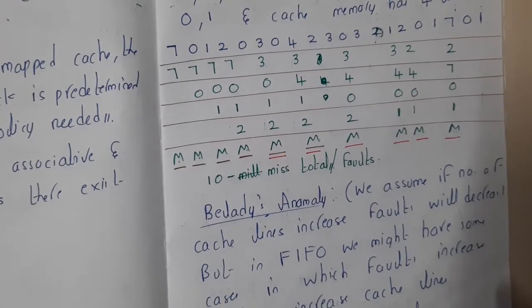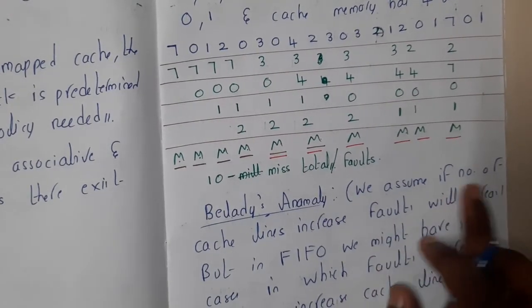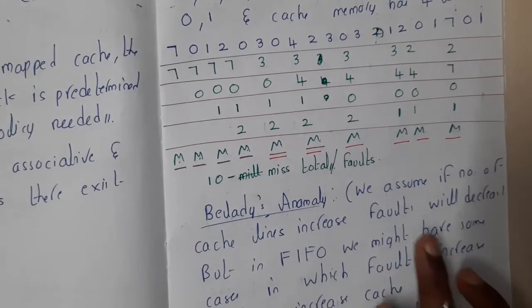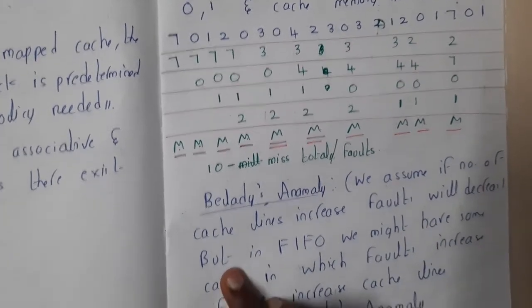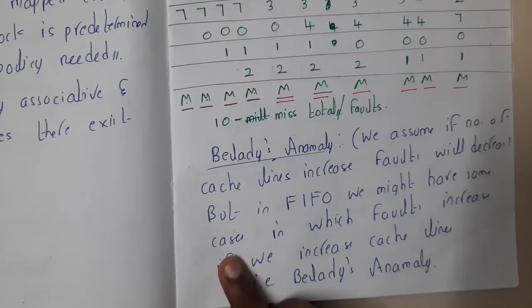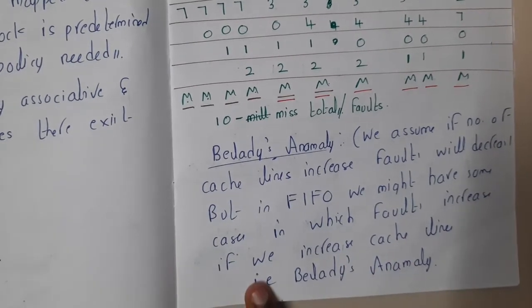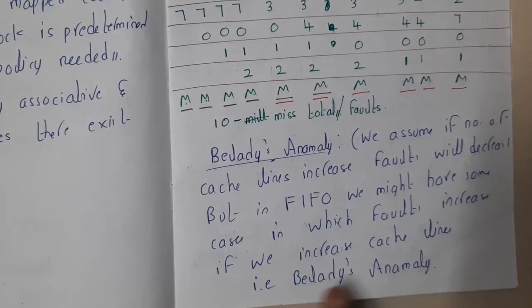That is what Belady wanted to say. We assume that if the number of cache lines increases, faults will decrease. But in FIFO, we might have a case in which faults increase if we increase the cache lines. So he gave that the name Belady's anomaly.